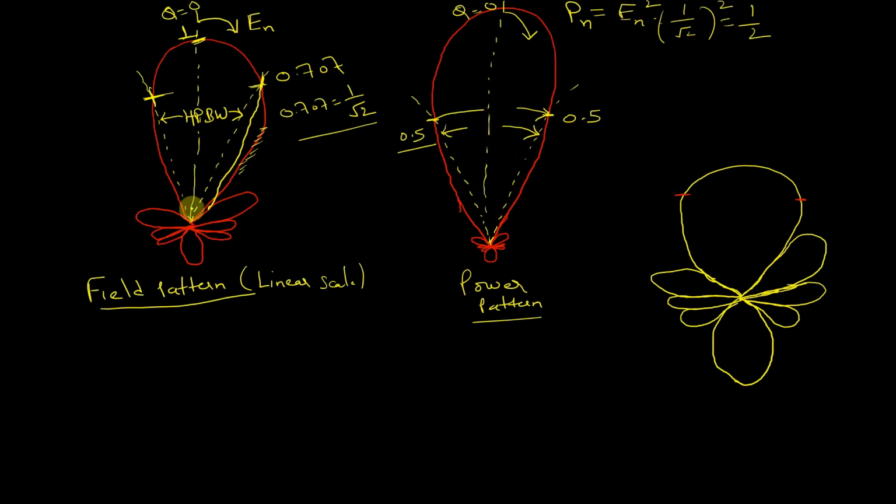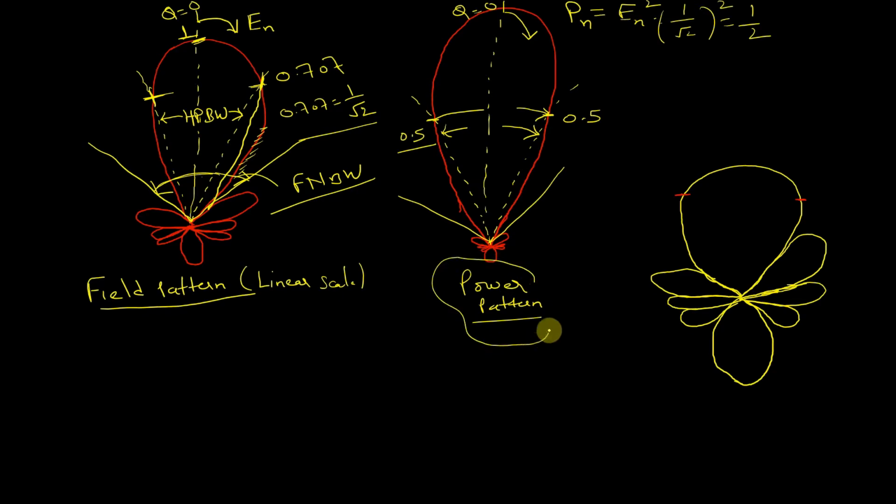Okay, so we have another term, where this complete angle is called the first null beam width. Similarly for this one, this is again the first null beam width. Now this is in linear scale. Now power is in linear scale.